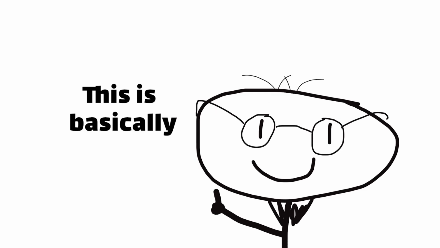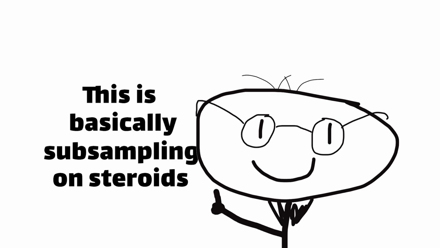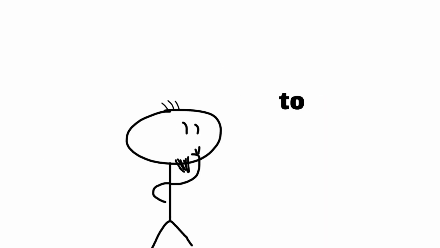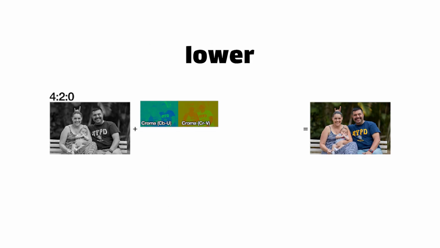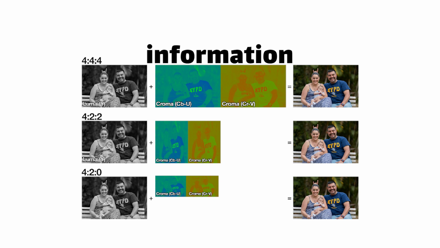Number 1. Chroma subsampling. This is basically subsampling on steroids. Since our human eye is less sensitive to color resolution than brightness resolution, it further reduces file size by encoding color information at a lower resolution than brightness information.